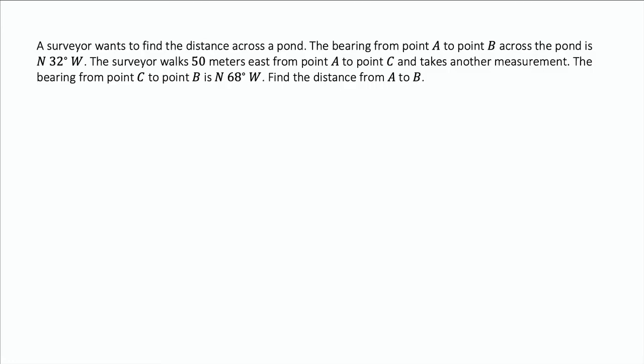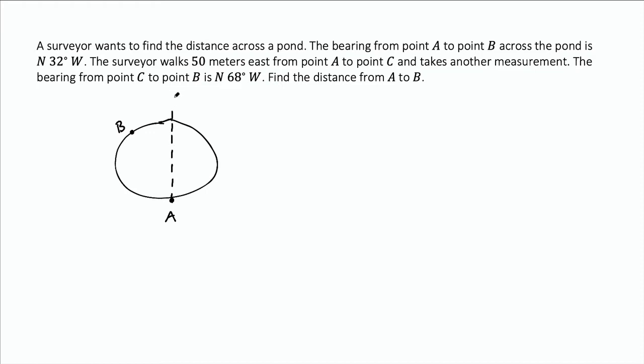A surveyor wants to find the distance across a pond. The bearing from point A to point B across the pond is north 32 degrees west. Let's go ahead and draw quickly here. I've got a pond, and it doesn't really matter how we draw it. But we've got this point A, okay? And from the point A across the pond to another point B, we'll put that right there, point B. The bearing is given.